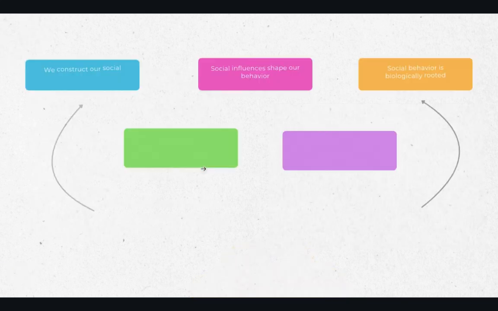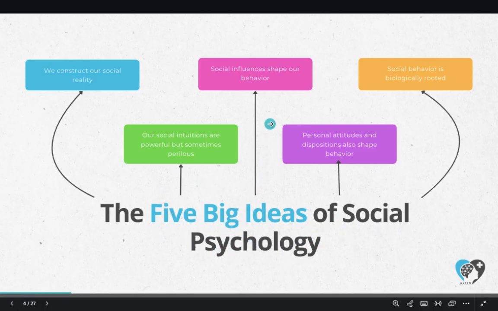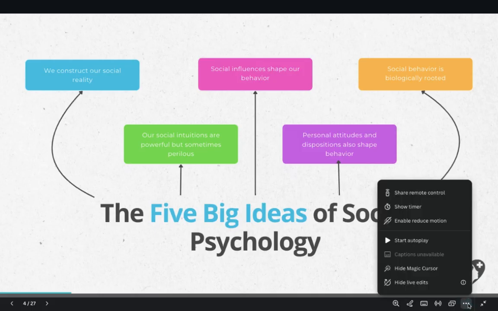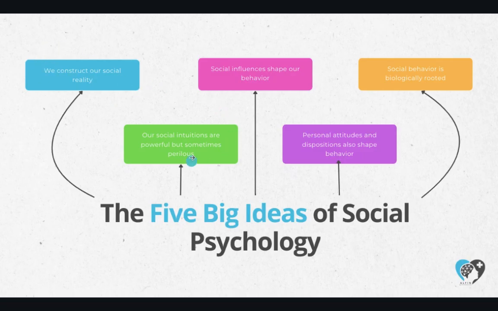Now, I want to introduce to you the five big ideas of social psychology, or the five guiding principles. These are core principles that will organize our thinking throughout our social psychology course. First, we construct our social reality. Second, our social intuitions are powerful but sometimes perilous. Third, social influences shape our behavior. The fourth one, personal attitudes and dispositions also shape behavior. And the fifth one is that social behavior is biologically rooted.